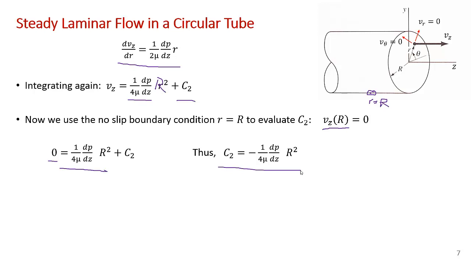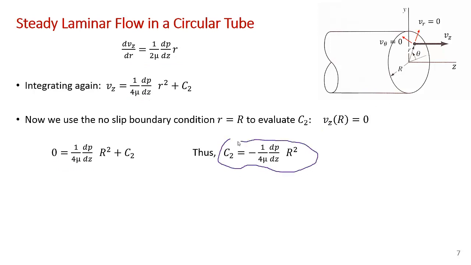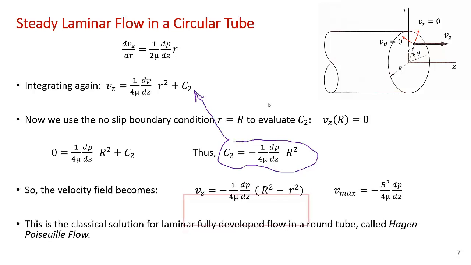Now we can substitute this in for C2, and we get the result. That's the velocity field, the parabolic velocity field. If you put r equal to 0 here, you're going to get the maximum velocity, which is R squared dp/dz over 4 mu, which is the result over here.